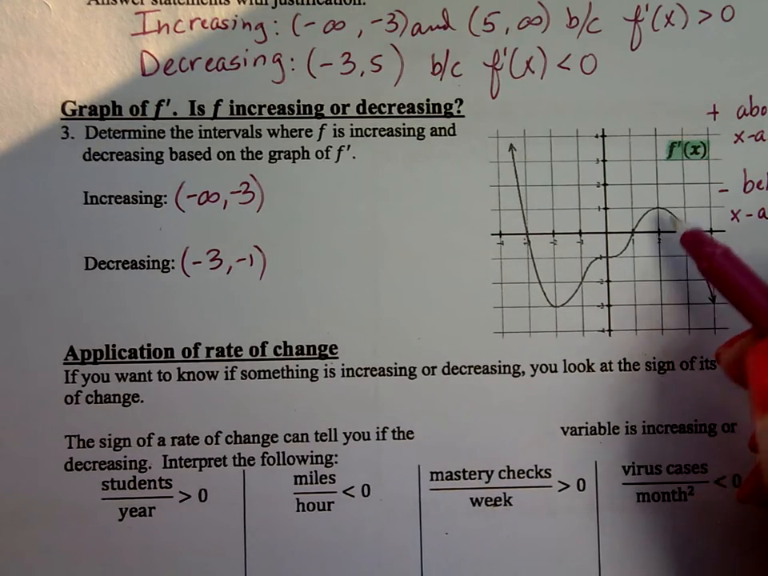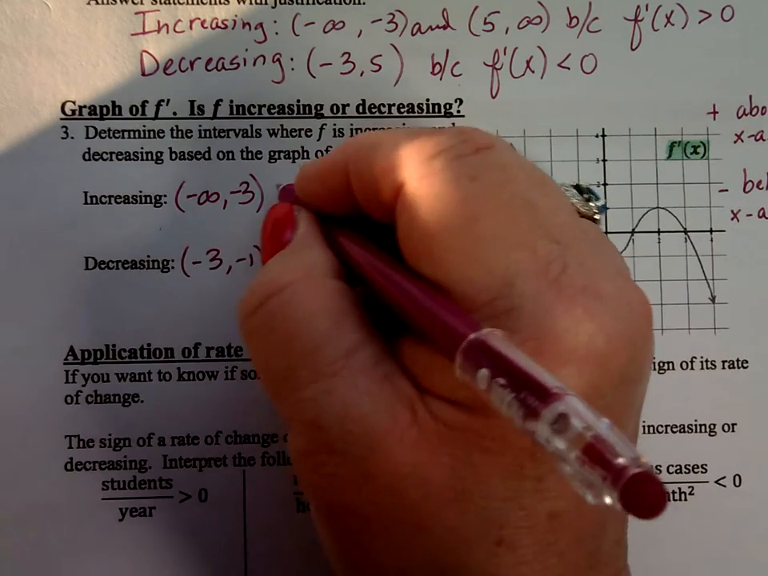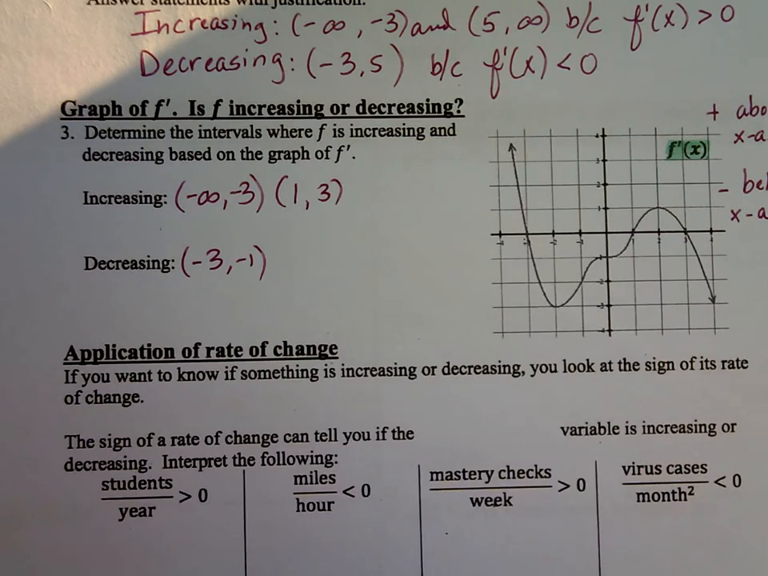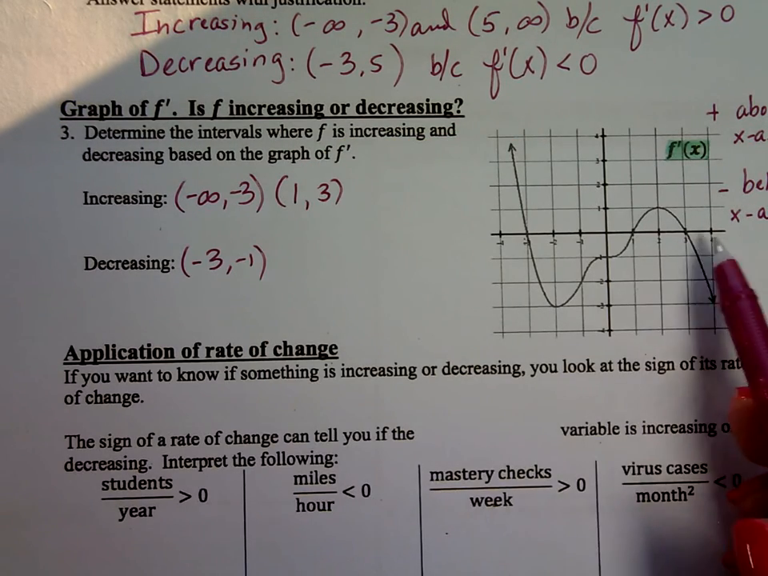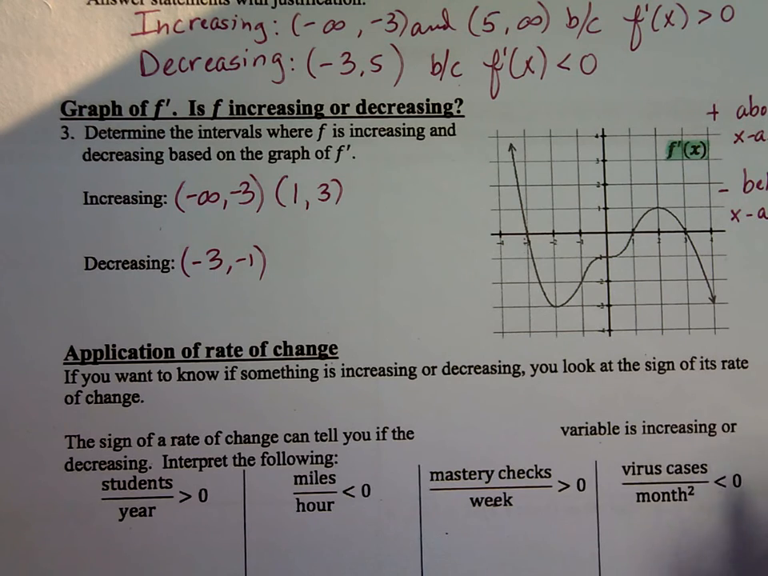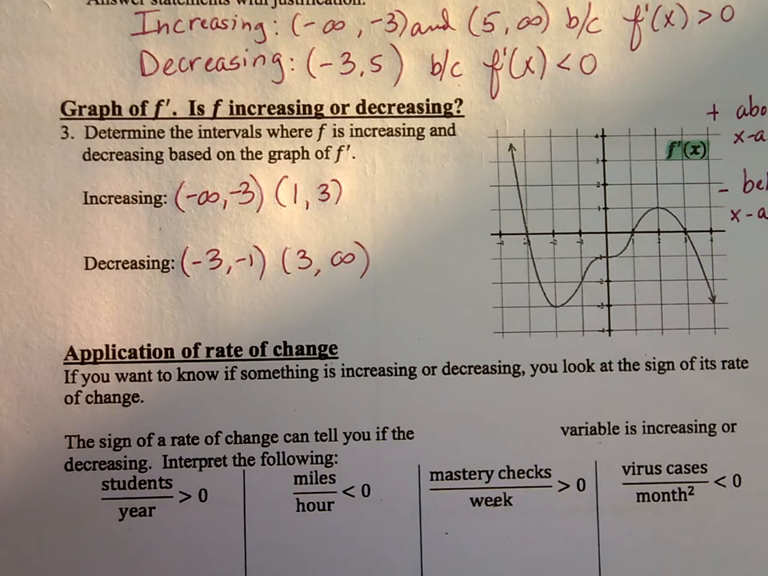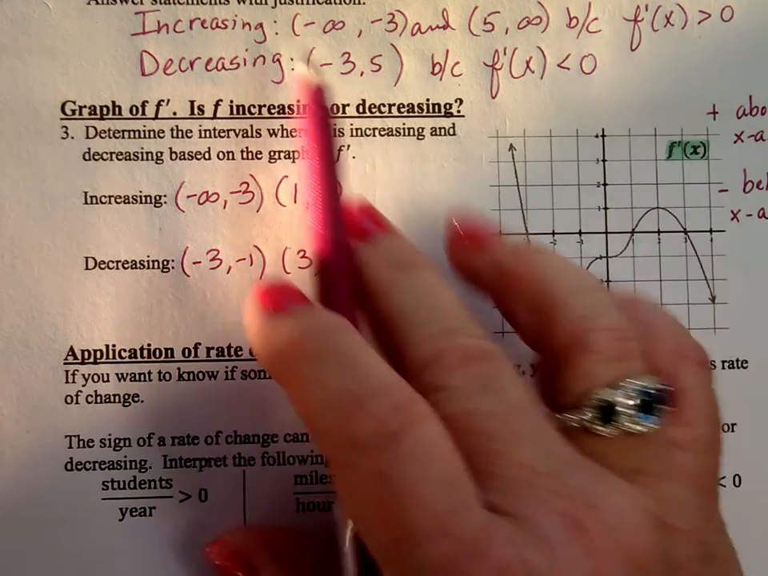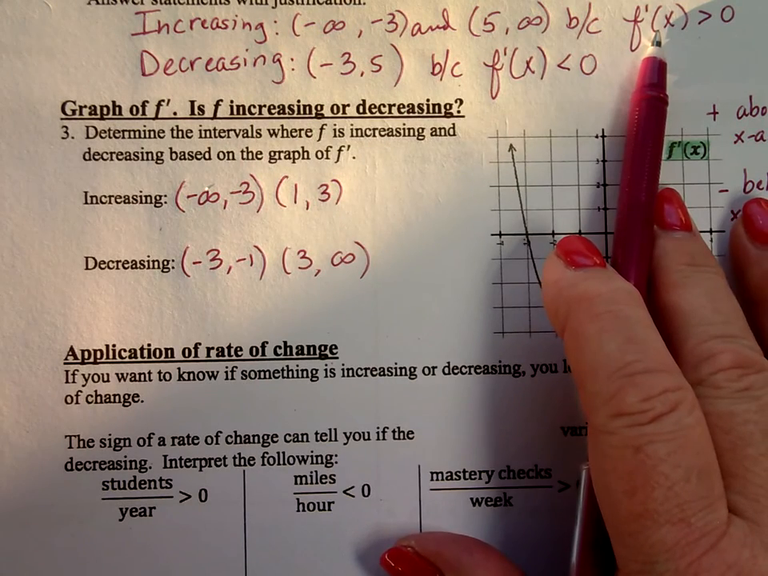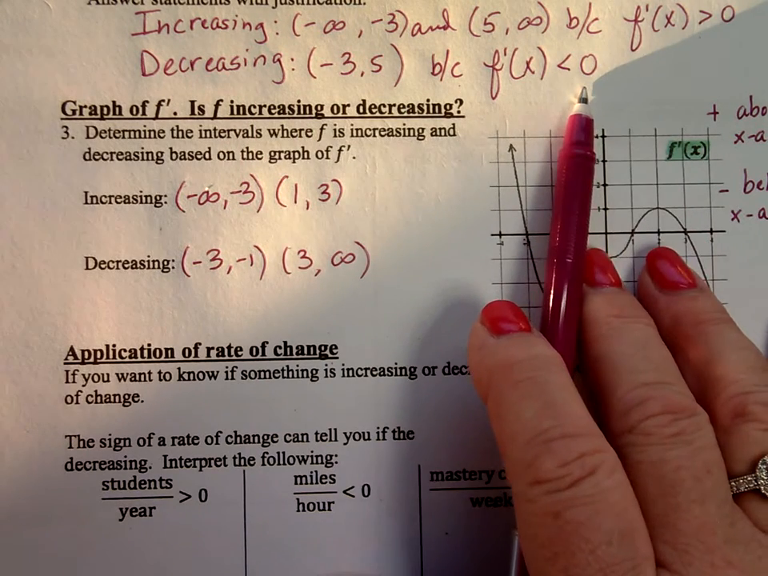And then it goes above the x-axis from 1 to 3, so now I'm back to increasing from 1 to 3. And then it goes below the x-axis for the rest of the time, so it's from 3 to infinity back to decreasing. Let's see if we've answered their question. Determine the intervals where f is increasing and decreasing based off the graph of f prime of x. And there you go. Now, they might want justifications. If they do, you can use your same justifications you did up here. It's increasing because the derivative is greater than 0, and it's decreasing because the derivative is less than 0.